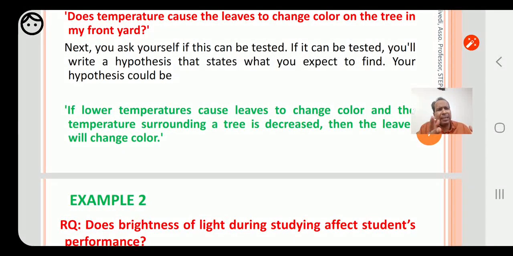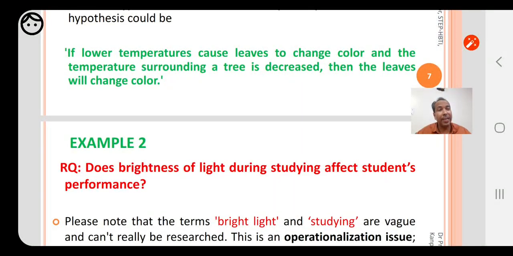If it can be tested, then we can formulate a hypothesis which can be statistically tested. So like our question, does temperature cause leaves to change color on the tree? This can further be resolved to a hypothesis like: if lower temperature causes leaves to change color and the temperature surrounding a tree is decreased, then leaves will change color.